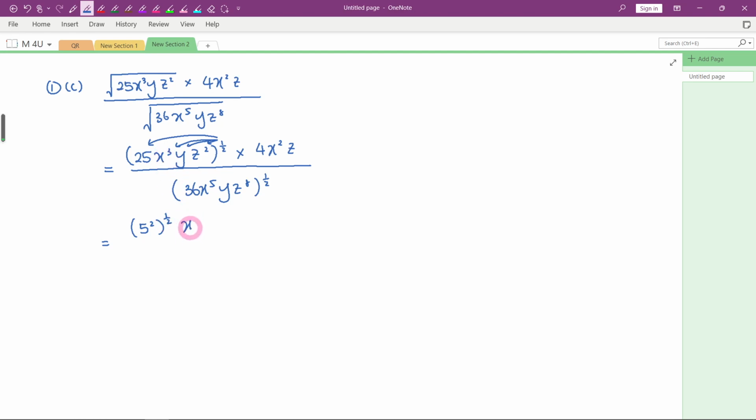x, 3 times 1 over 2, you get 3 over 2. Y, if you see nothing here, it means power 1. 1 times 1 over 2, you get 1 over 2. Z, 2 times 1 over 2, you get 1. 1, you don't have to write 1. Okay, so this one, you just copy 4x squared z.